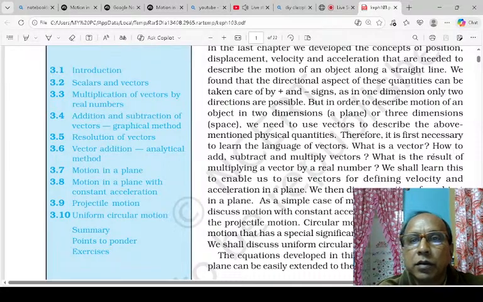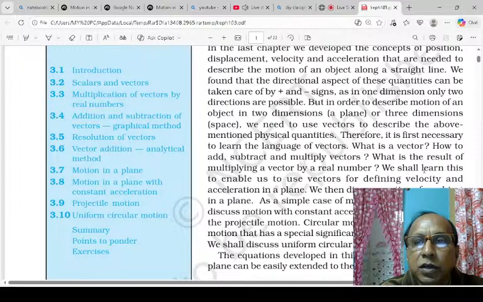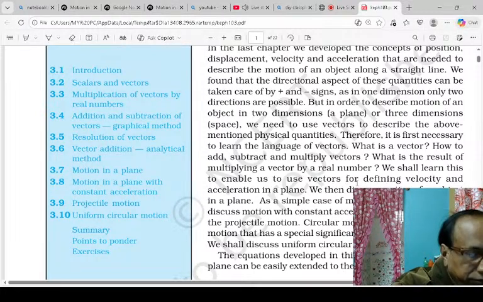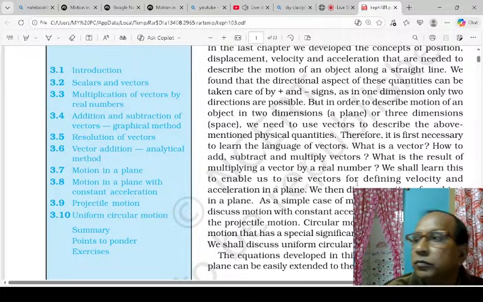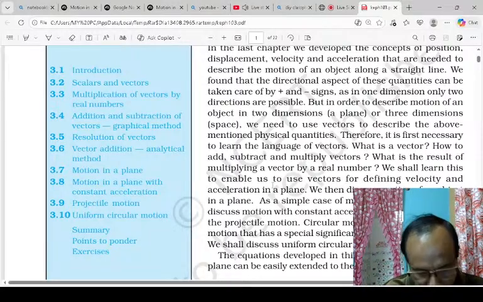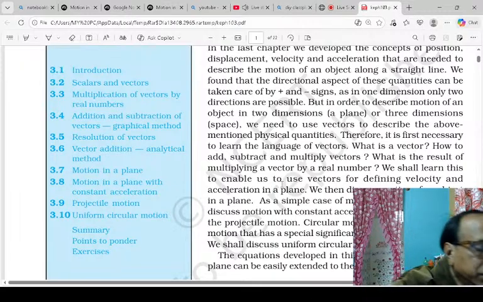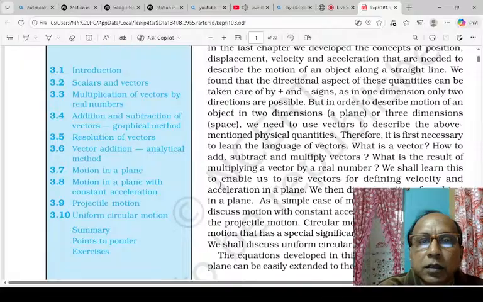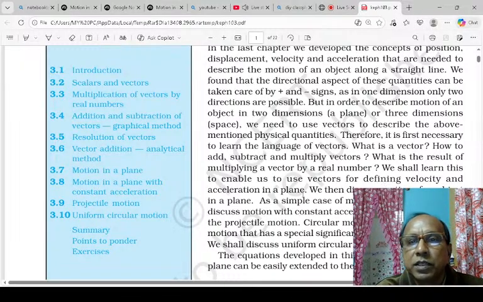What is a vector? How to add, subtract and multiply vectors? What is the result of multiplying a vector by a real number? We shall learn this to enable us to use vectors for defining velocity and acceleration in a plane.